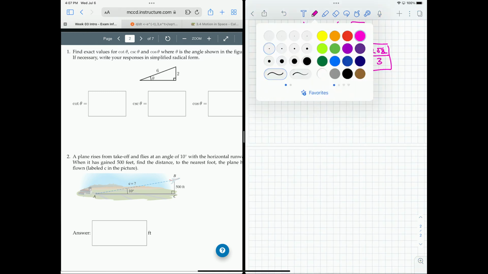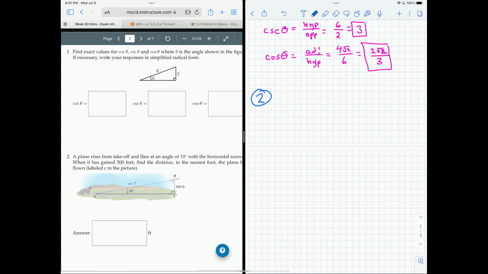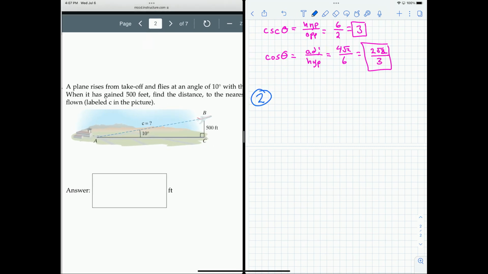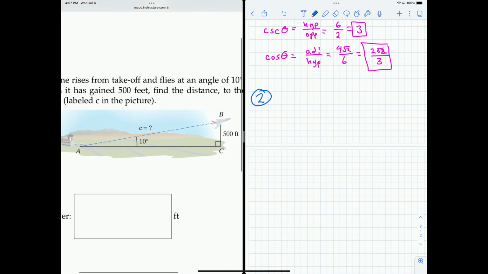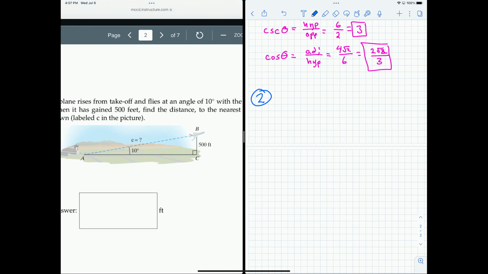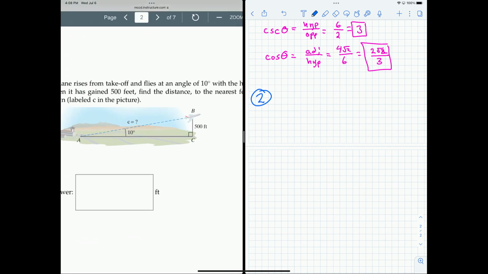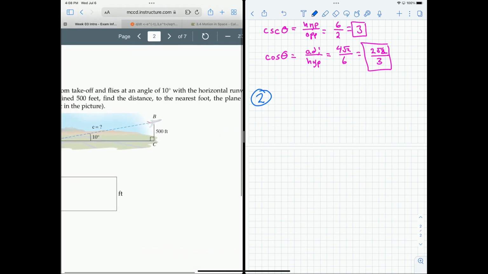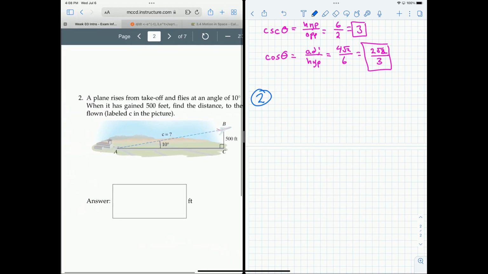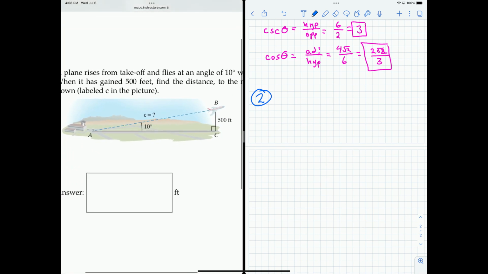All right, next question. Number 2. A plane rises from takeoff and flies at an angle of 10 degrees. I think from the picture it's clear where the plane started. The plane started at A, and now it's at B. It has a 10-degree angle with the horizontal and has gained 500 feet. You can see the 500 feet in the picture. Find the distance, to the nearest foot, the plane has flown, and that is what's labeled C. So we have to find C in the picture.